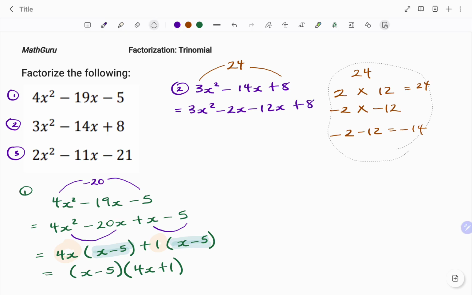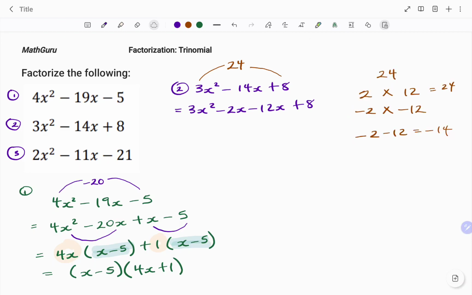I'm going to go to the next step, which is grouping. So if I group the first 2 terms and the last 2 terms, what I will have will be checking the common factor, that's x. I'm left with 3x minus 2. Then I'm going to look for another common factor on my right hand side, and that will be negative 4. That's a common factor. I'm left with 3x minus 2. You must make sure that if you expand, you get your original equation.